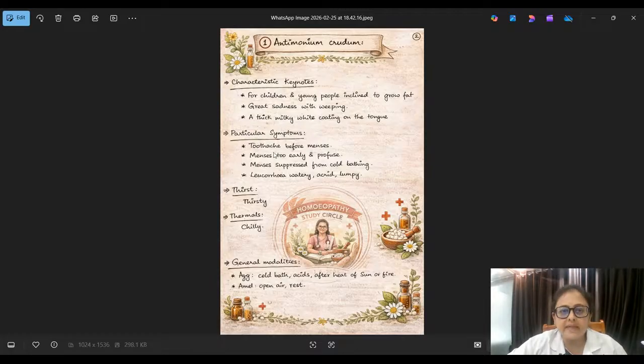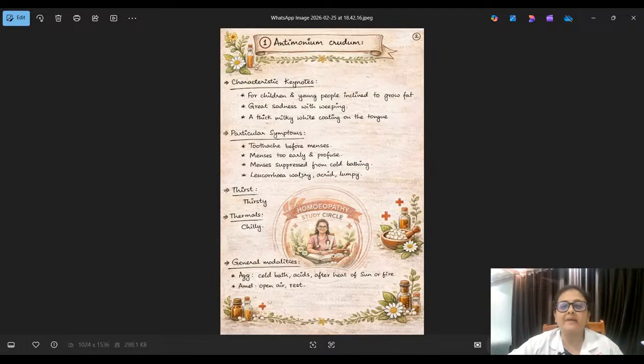Okay. Toothache before menses. This is characteristic of Antimonium crudum. Next, menses too early and profuse. Menses suppressed from cold bathing. Antim crude is a chilly patient. So menses get suppressed from cold bathing.